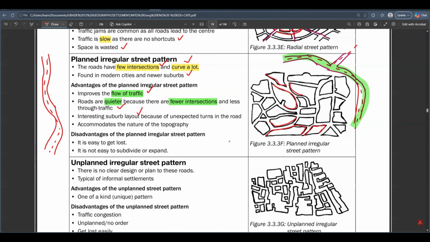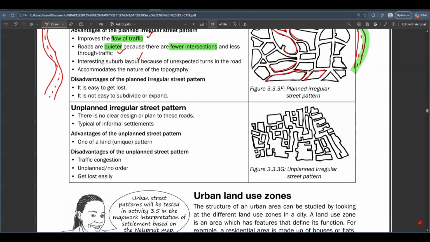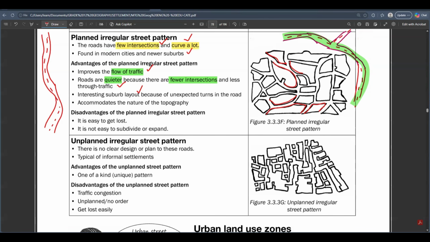Because the build of the land is different, the steepness of the land. Let's just say you have a place that is not that flat. It is a mountainous area. In a mountainous place, you cannot easily build a straight road. So this irregular street pattern, the planned irregular street pattern, is better because it can accommodate the topography, it can accommodate the steepness of the place as well.